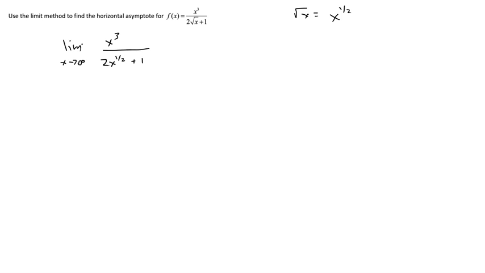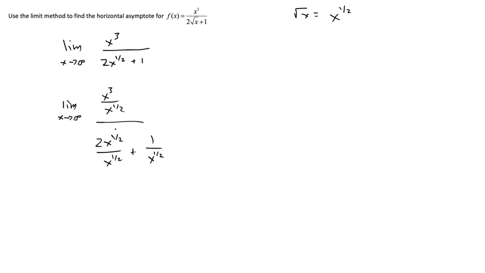Okay, so using the limit method, we want to take the highest degree in the denominator, which is just x to the 1/2. So we're going to divide everything by x to the 1/2 power. We take x to the 3rd and divide that by x to the 1/2. Then we get 2x to the 1/2, and we divide that by x to the 1/2. And then, of course, the 1, we divide that by x to the 1/2 power too. And we can do this because we're doing the same thing to every single term.